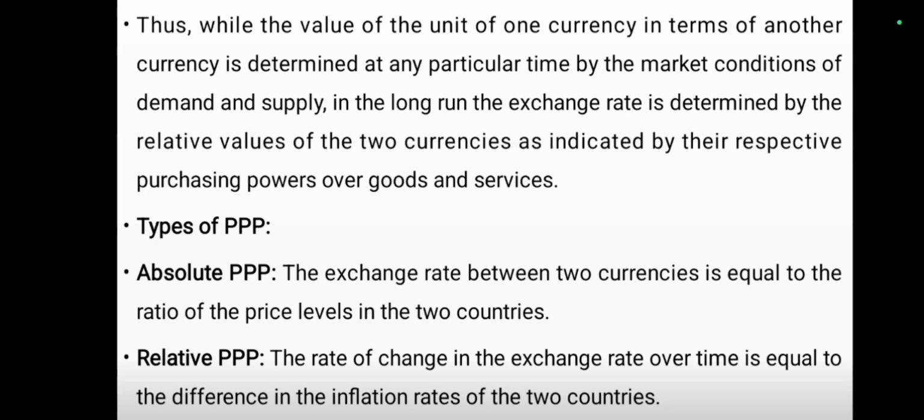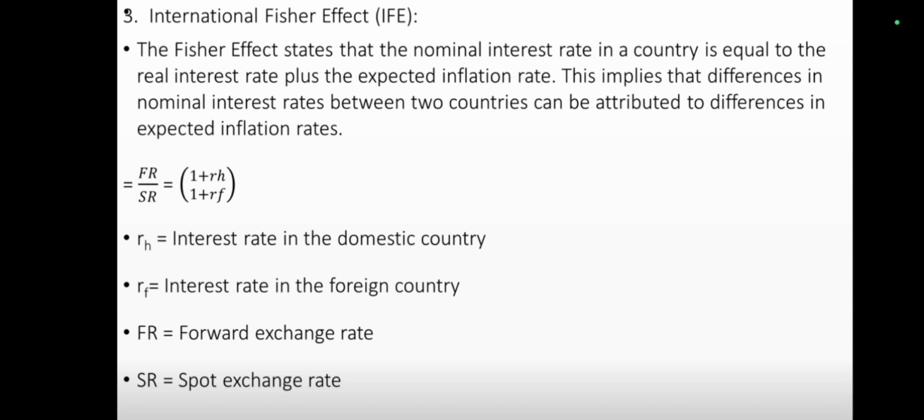So at the absolute level, there is an equality of two currencies with the price levels, but in relative purchasing power parity, the rate of change of the exchange rate over time is equal to the difference in the inflation rates. Absolute purchasing power parity does not consider inflation, but relative purchasing power parity does. So next we have the international Fisher effect.